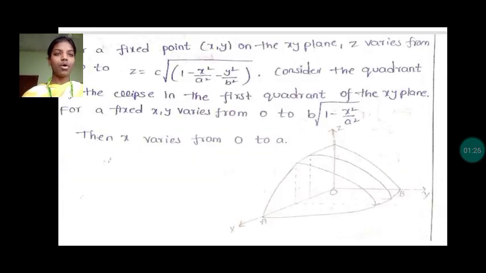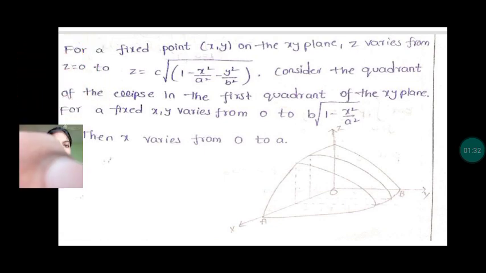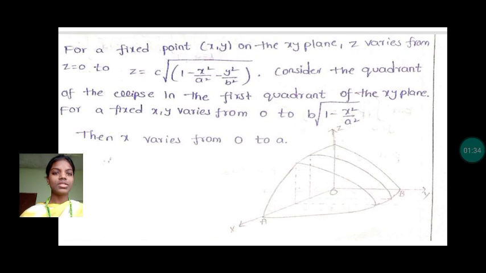For a fixed point (x, y) on the xy plane, z varies from z = 0 to z = c√(1 − x²/a² − y²/b²). Consider the quadrant of the ellipse in the first quadrant of the xy plane. For a fixed x, y varies from 0 to b√(1 − x²/a²). Then x varies from 0 to a.